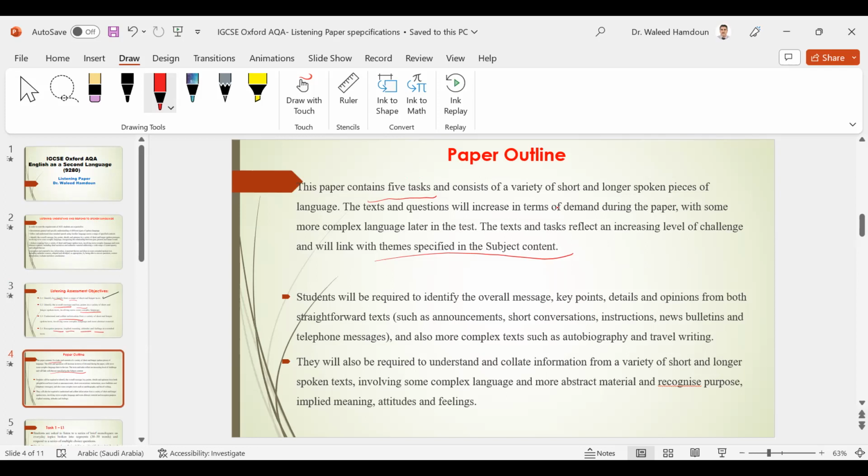So, students will be required to identify the overall message. This is really important. And key points, details, and opinions from both straightforward texts such as announcements, short conversations, instructions, news bulletins, and telephone messages. Here are some types of the spoken text. You may have news bulletins or instructions or short conversations or announcements, different registers. And the more complex texts such as autobiography or travel writing.